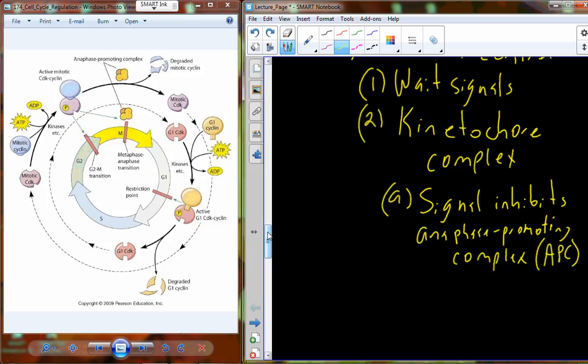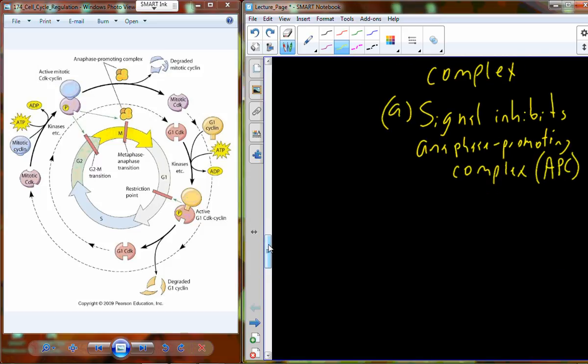So if we don't have high levels of the mitotic cyclin binding up to CDK, forming the active CDK-cyclin complex, that wait signal that is always sort of on is going to prevent this interaction between the anaphase promoting complex and the kinetochore. And so we're not going to have any sort of separation through anaphase. So we have to, again, override that wait signal before we can begin to have that promoting complex interact with the kinetochore, which is going to be that signal that we begin to have anaphase occur.